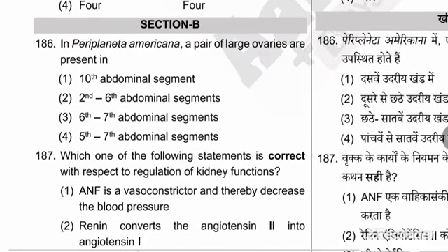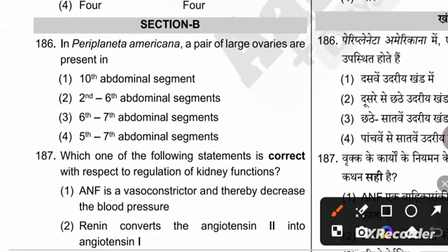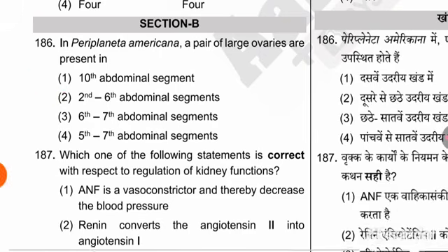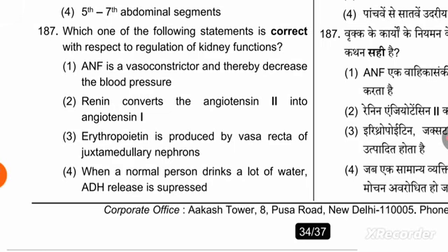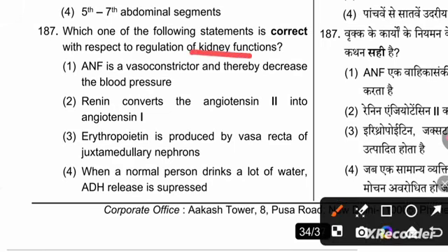In Periplaneta americana cockroach, a pair of large ovaries are present in the 2nd to 6th abdominal segments. 187th question. Which of the following statements are correct with respect to regulation of kidney function? We need to find out the correct statement. ANF is a vasoconstrictor. No, it is a wrong one.